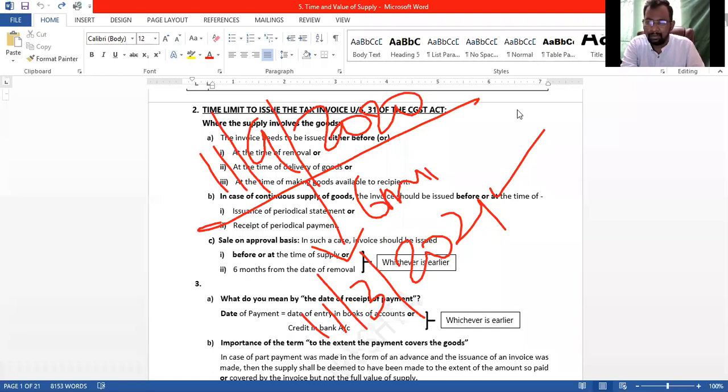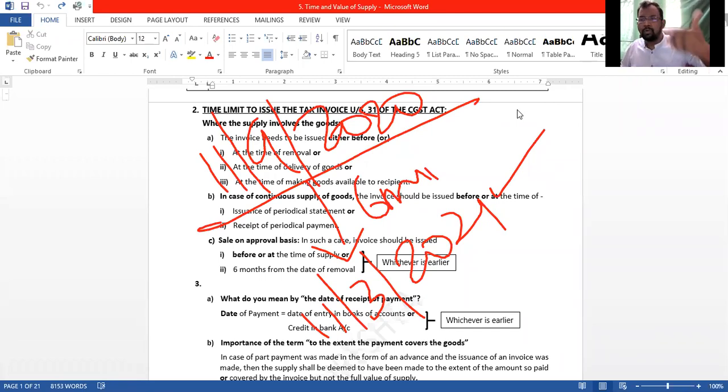Clear, everyone? So if you got the acceptance within 6 months, then the date on which you got the acceptance, that date is said to be the time of supply. In the example, choose 11th January 2021, the buyer has given the approval. So you need to issue the invoice on or before 11th January 2021.